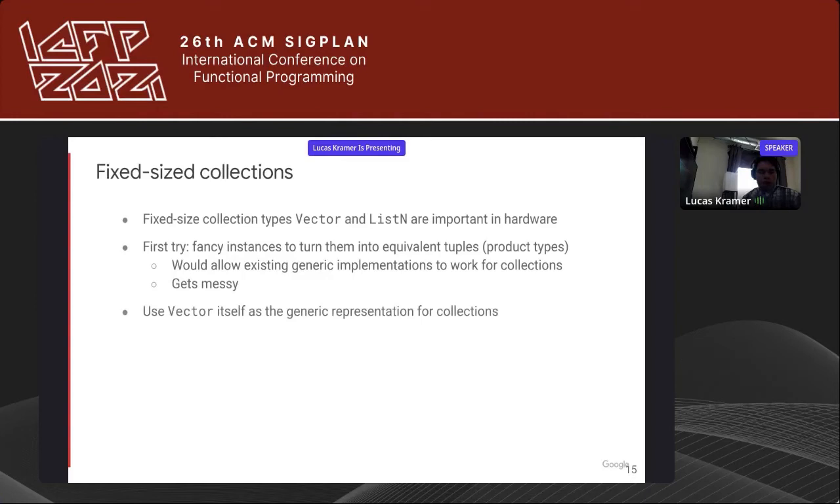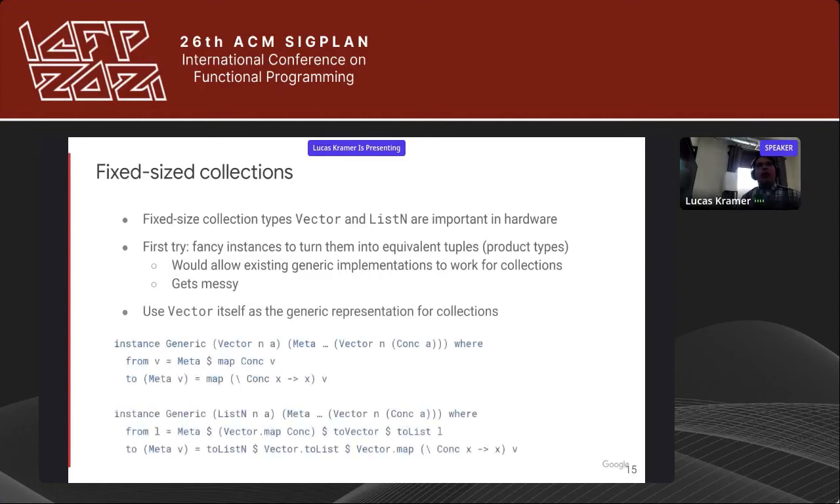The alternative that we came up with was using just vector itself as the generic representation for these fixed size collections, for vector and list_n. So we have an explicit instance for vector and list_n that have as their representation type a vector n of the concrete elements, and just use the existing from and to for converting between list_n and vector.